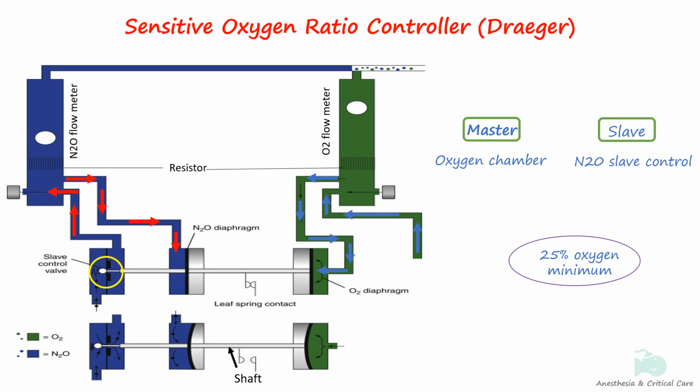In the lower diagram, when the back pressure on the oxygen diaphragm exceeds that of nitrous oxide, the shaft moves left, opening the nitrous oxide valve. In contrast, insufficient oxygen back pressure closes the nitrous oxide valve in the upper diagram.